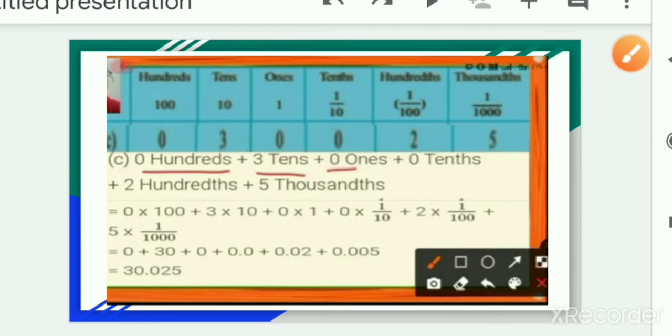So we have 0 plus 30 plus 0 plus 0 plus 0.02 plus 0.005. Okay, now we will add all these numbers. We will get 30.025.